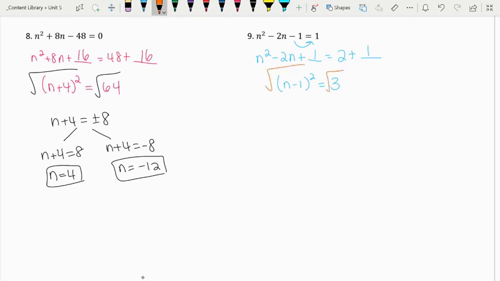Now we would take the square root. So n minus 1 equals plus or minus the square root of 3. Notice how we did not pop an i out because it is positive. At this point, add 1 to the other side, and you're left with n equals 1 plus or minus the square root of 3.